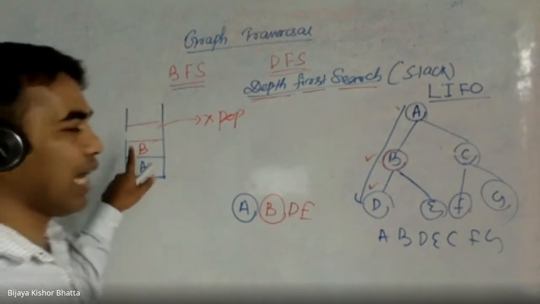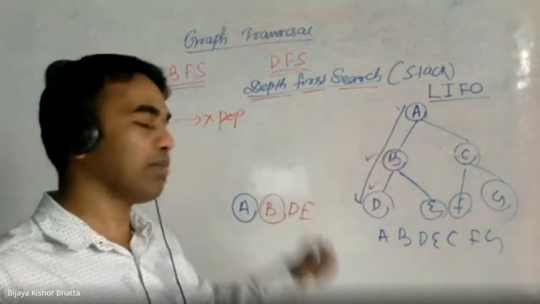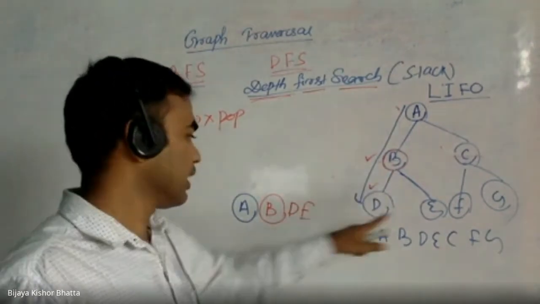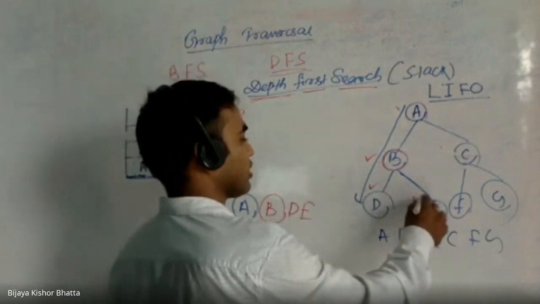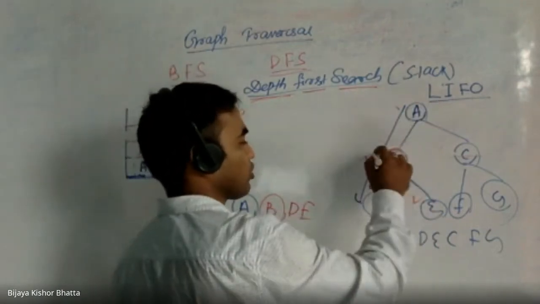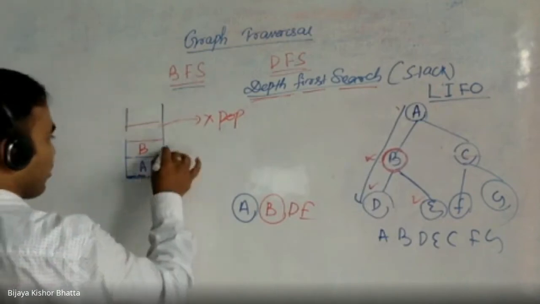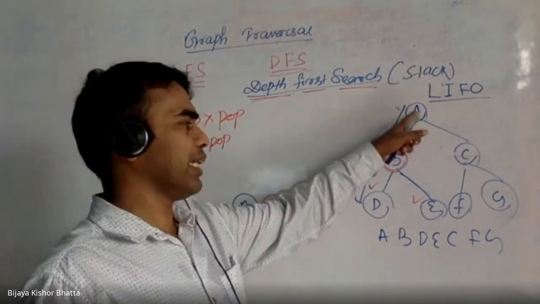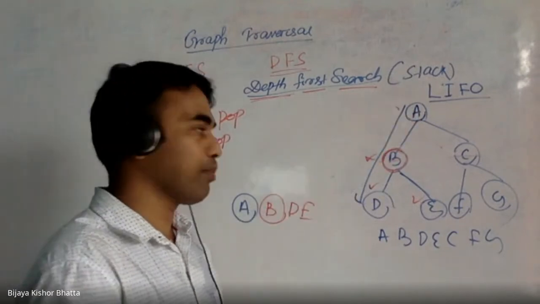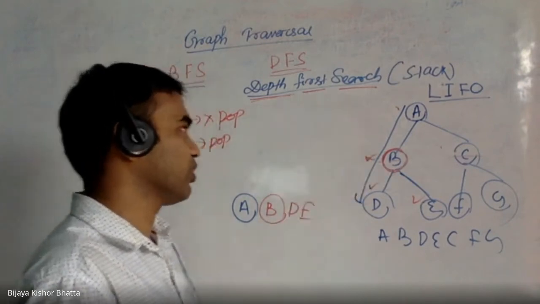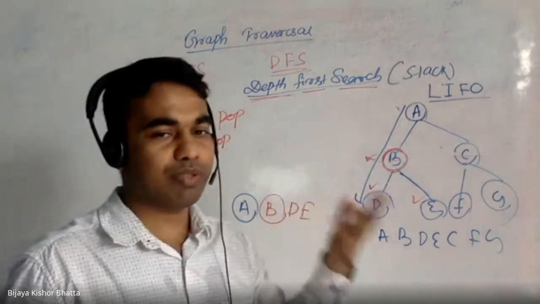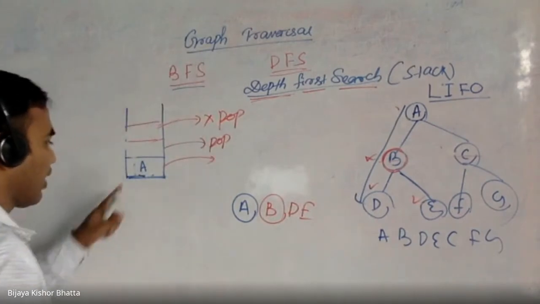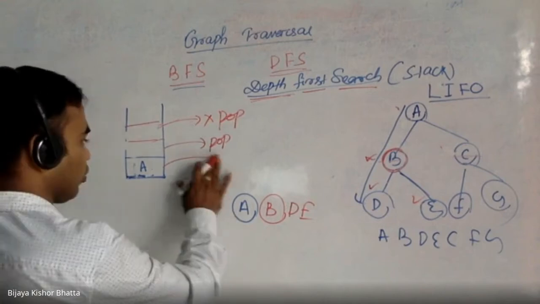Now this is B. Again you ask the same question to B. Hey B, is there any vertex? Answer is no, because D is already processed, E is already processed, and A is already processed. So you will pop B again. Now you come back to A. That's how backtracking is happening, and that's why DFS is also used in backtracking kind of problems. Now you ask the same question to A. No, A will not be popped.